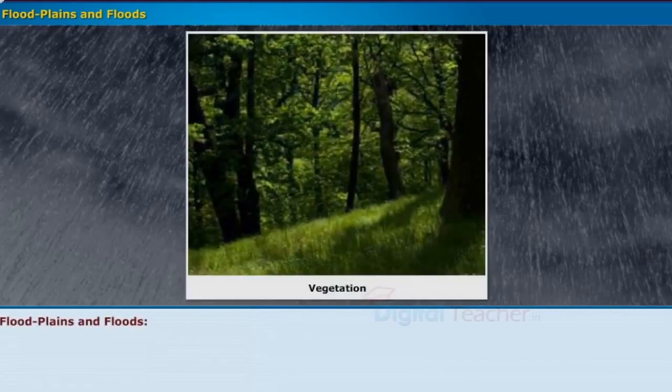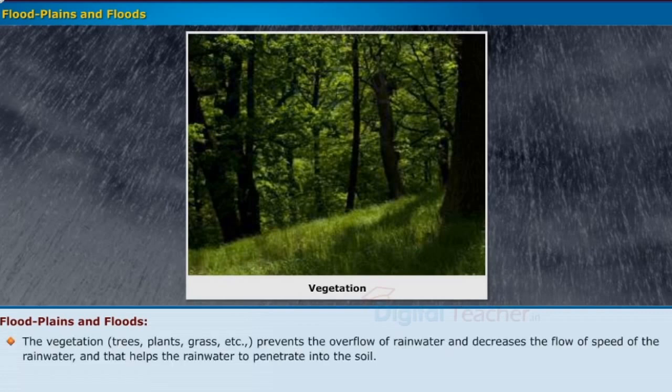Let us find out whether there is any role of human beings in these disasters. The vegetation, that is trees, plants, grass, etc., prevents the overflow of rainwater and decreases the speed of the flow of the rainwater, and that helps the rainwater to penetrate into the soil.